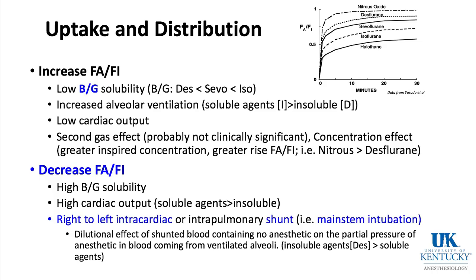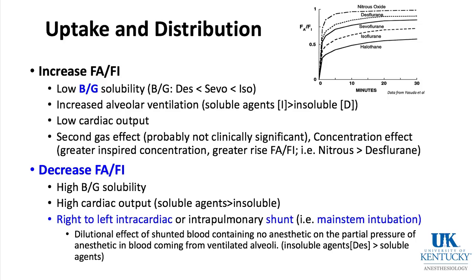Now you look at the curve and say, wait a second, nitrous oxide is the fastest in this curve. And even though nitrous oxide has a blood gas solubility that is more soluble than desflurane, desflurane is about 0.42 and nitrous oxide is 0.49. Why is nitrous oxide faster? And the answer is concentration effect. If you delivered 6% des and 6% nitrous oxide, desflurane would have a faster FA over FI, but we deliver 40 to 60% nitrous oxide, and that concentration effect takes over and speeds it up a little bit faster than does desflurane.